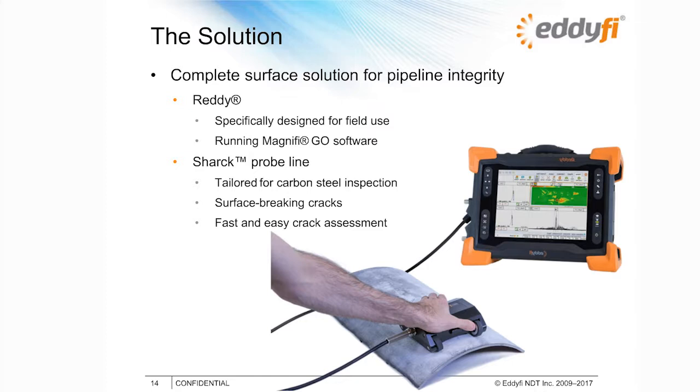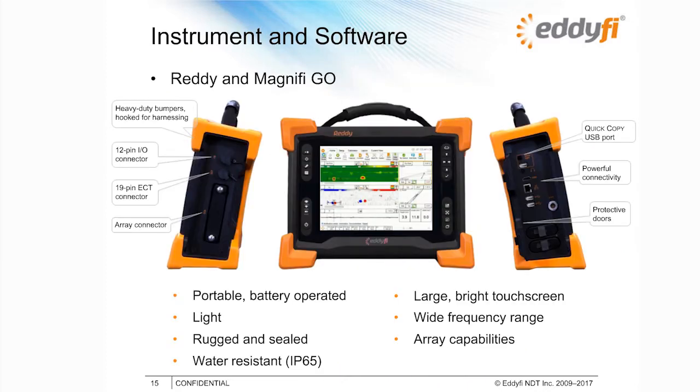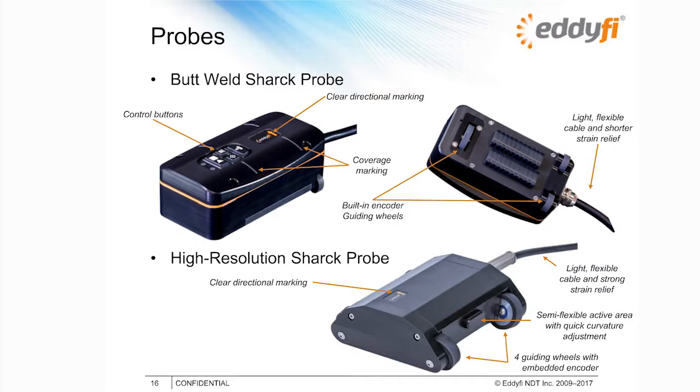It's been designed for field application, so it's rugged and sealed. The IP rating is 65, so no problem with weather condition. And it has a large touchscreen that you can use for analyzing your data as well directly on the instrument. The Sharck probes were designed with care because we wanted the ergonomics to be as easy as possible and to enable a secure handling during scanning and to use in field condition.